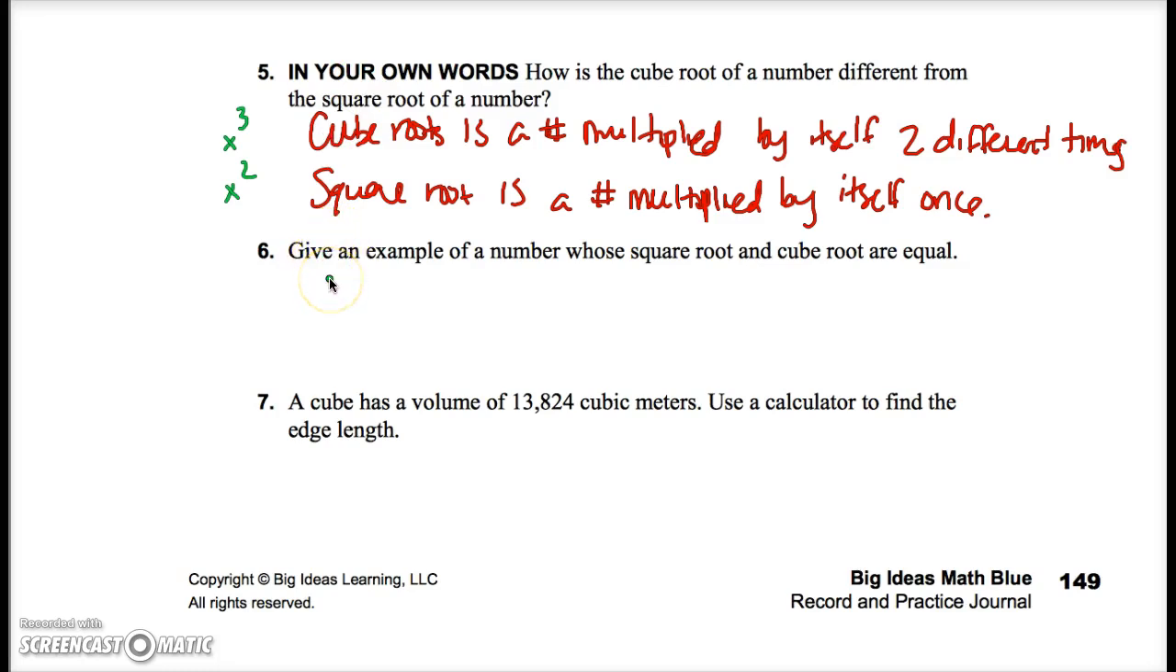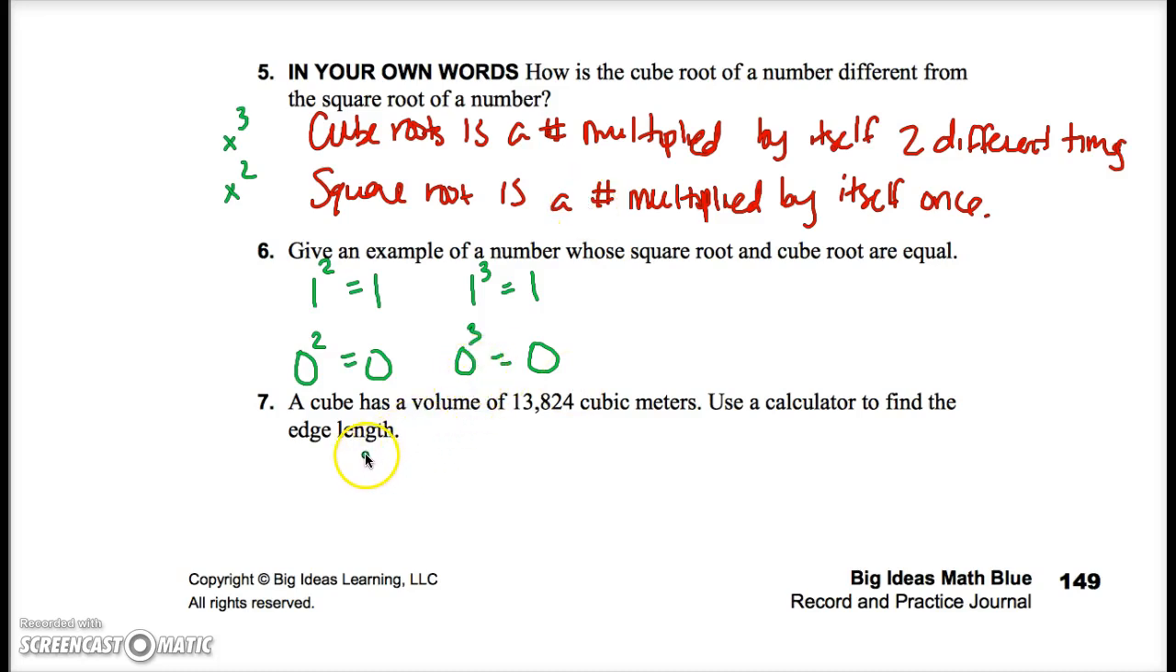Number 6. Give an example of a number whose square root and cube root are equal. Okay? And there should be 1, maybe 2 numbers that pop up automatically in your brain. The first one is going to be the number 1. Okay, 1 squared would equal 1, and also 1 cubed would equal 1. 1 times 1 is 1. 1 times 1 times 1 is 1. Another number that may have popped up might have been 0. 0 times 0 is 0. And 0 times 0 times 0 equals 0.